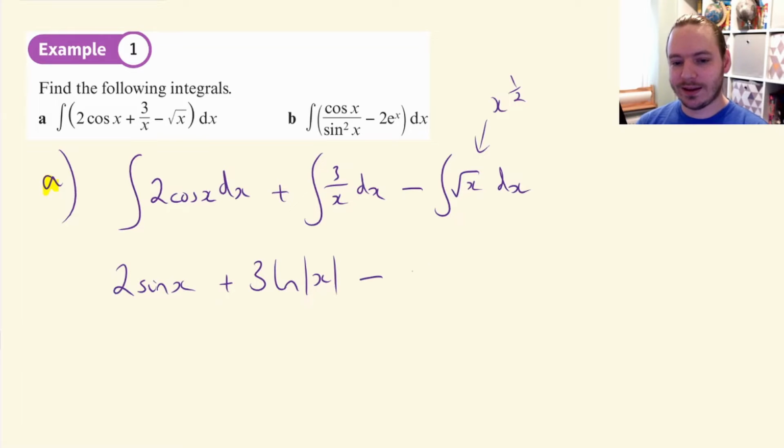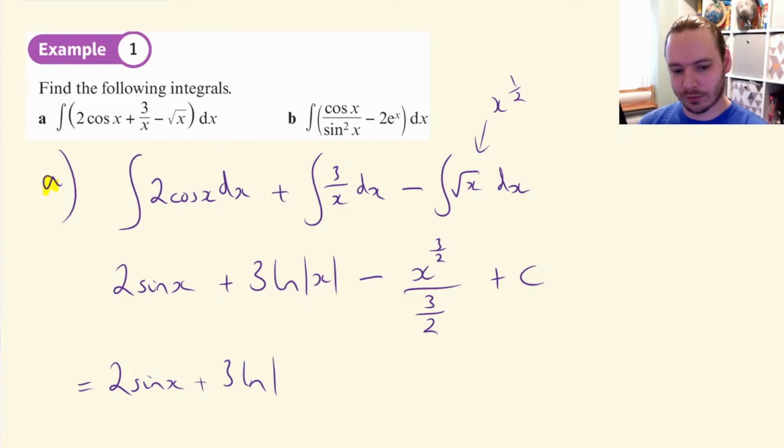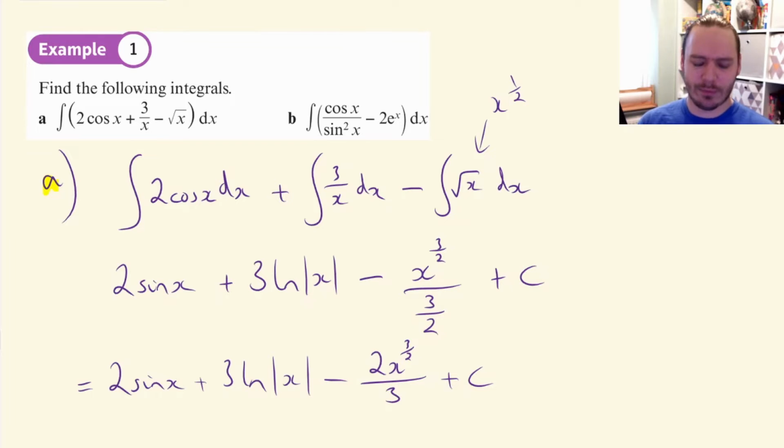So we're going to take away x to the 3 over 2 divided by 3 over 2. I'm probably going to tidy that up a little bit. And we mustn't forget our plus c. So our final thing is 2 sine x plus 3 natural log of x. And then dividing by 3 over 2 is the same thing as multiplying by 2 over 3. So this is, if I write that correctly, 2x to the 3 over 2 over 3 plus some constant. It's not super difficult, but you have to have memorized all of these other integration things, or memorized the differentiation ones and reverse engineered them.